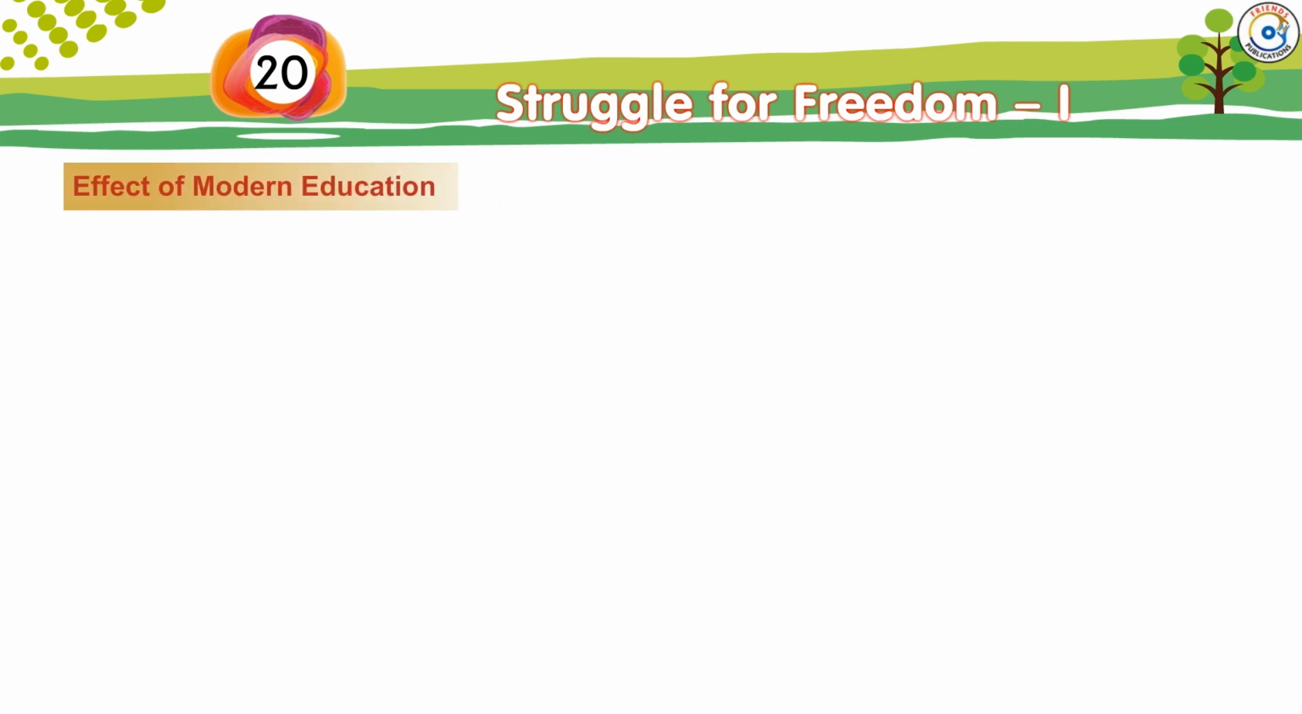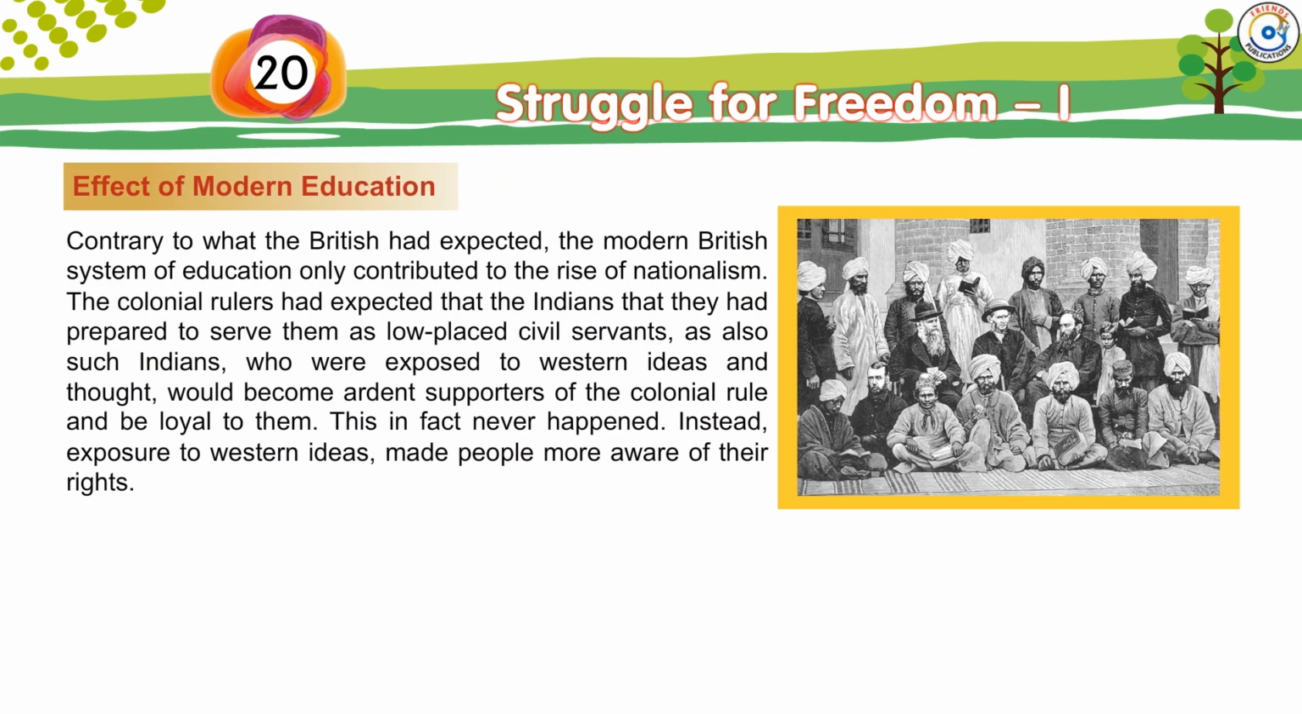Effect of modern education. Contrary to what the British had expected, the modern British systems of education only contributed to the rise of nationalism. The colonial rulers had expected that the Indians whom they had prepared to serve them as low-placed civil servants, as also such Indians who were exposed to Western ideas and thought, would become ardent supporters of the colonial rule and be loyal to them. This, in fact, never happened.